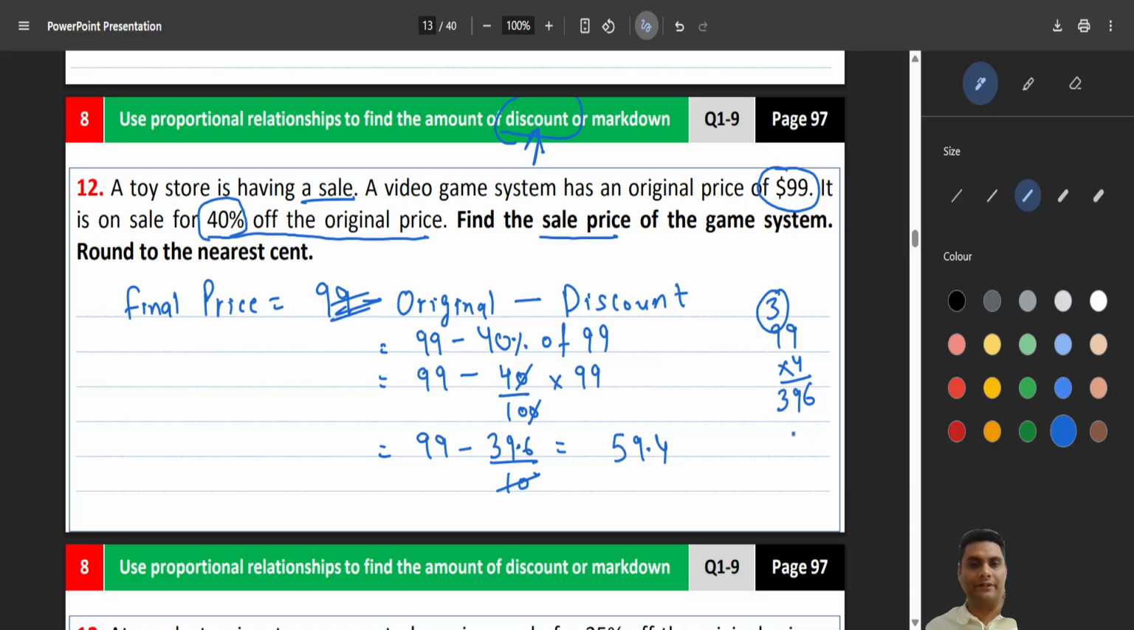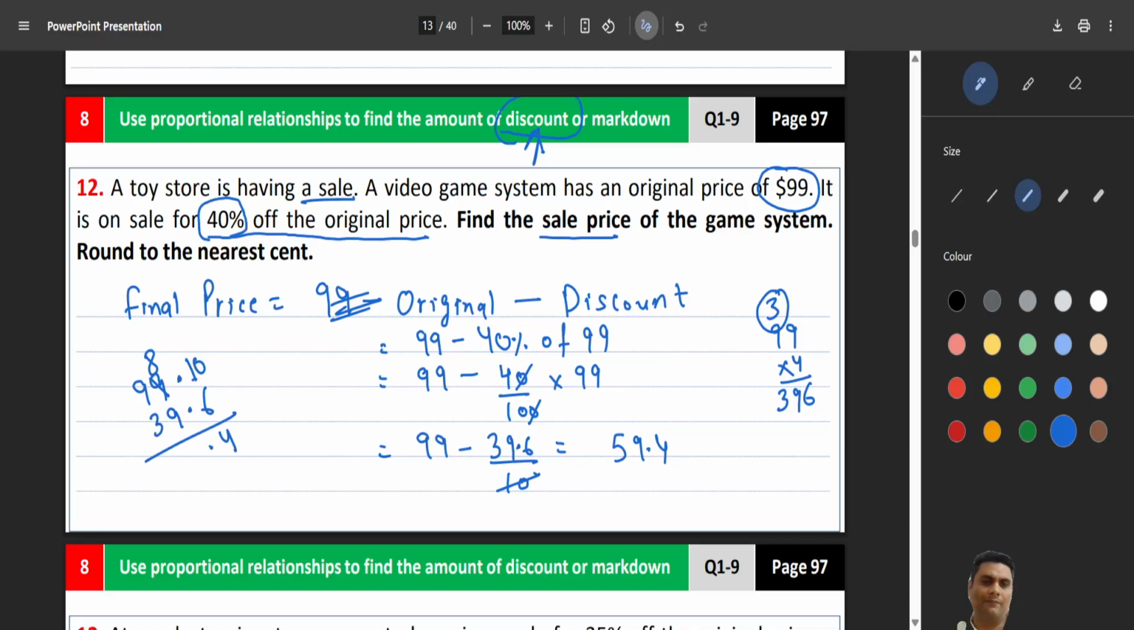Then how did I get 99 minus 39.6? The point will come in the end. There is nothing here, so put 0. Can I do 0 minus 6? No, because 0 is smaller. So 0 will go to the 9 and ask for help. The 9 will give away 1 here. The 9 will become 8 and this 0 will become 10. So 10 minus 6, 4.